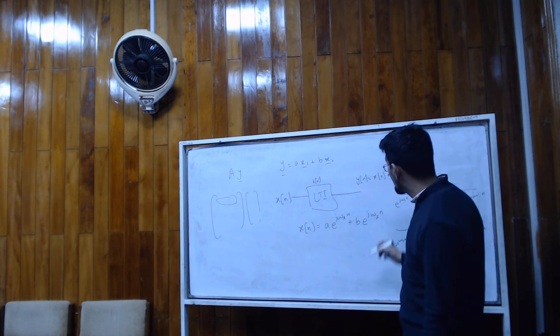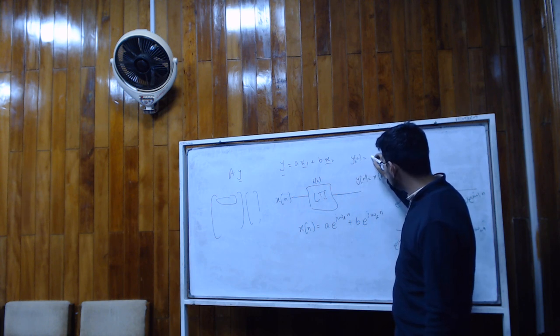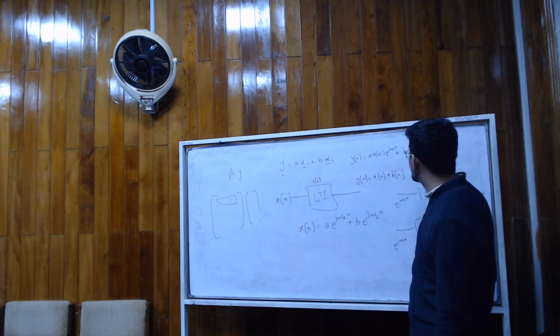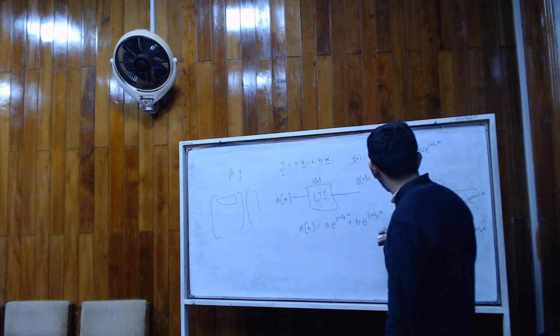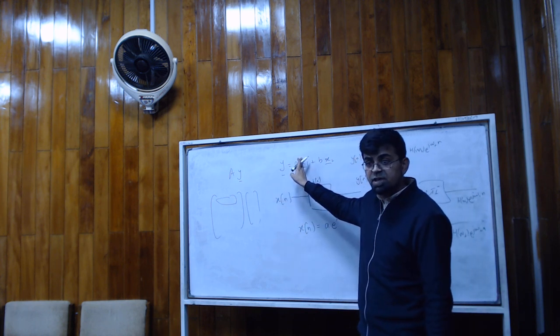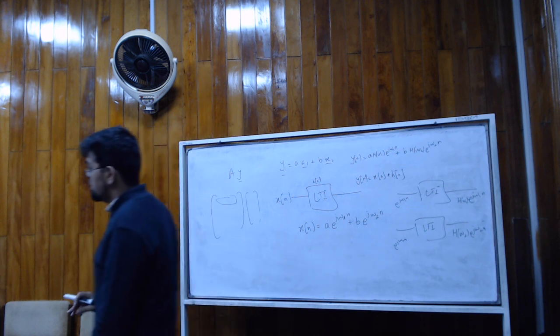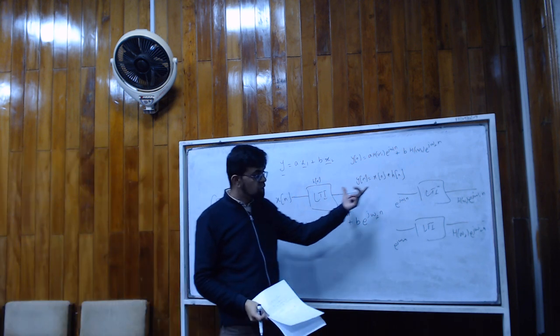So y[n] will be a H(ω1) e^{jω1n} plus b H(ω2) e^{jω2n}, right. The whole convolution has disappeared, just like it happened in the case of the matrices. The same thing has happened here. Therein lies the real power of the frequency domain. There are more benefits in terms of interpretation, which we will come to when we get to Fourier, but this is the crux of the whole idea.